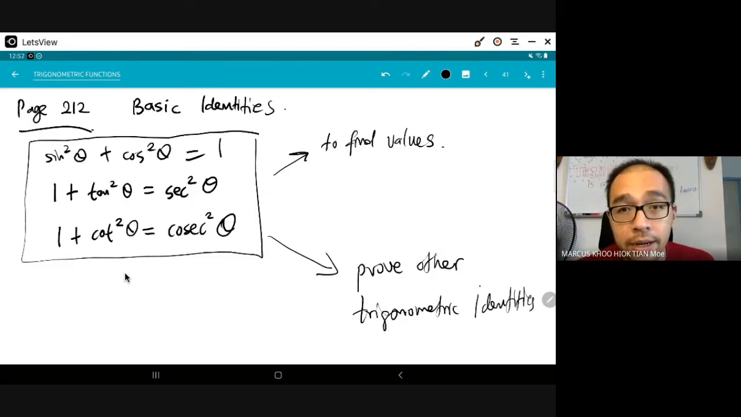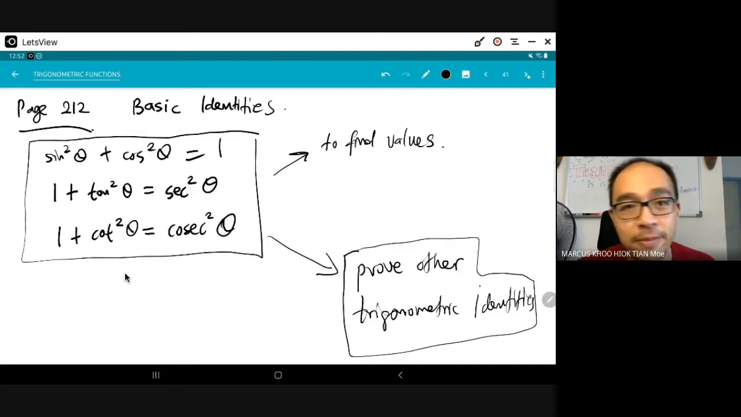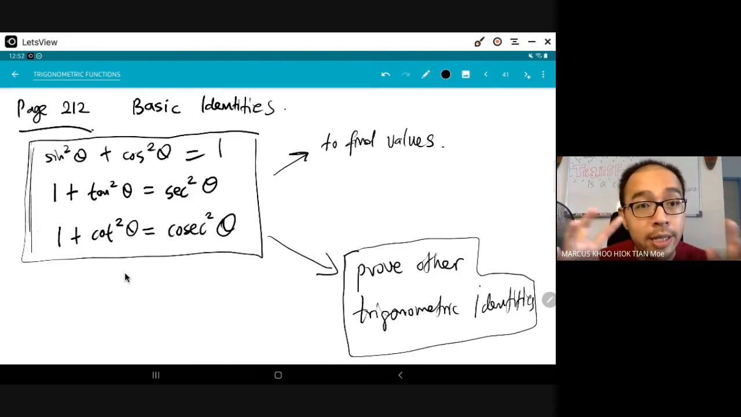And this brings me, sorry, this is my favorite part of this chapter, honestly. Proving other trigonometric identities is my favorite part in this chapter. I like it because to me, proving a trigonometric identity is like a puzzle. You know, how do I go from the start to the end using the information that is available? So it's like a puzzle to me. You know, we try and we manipulate this around.